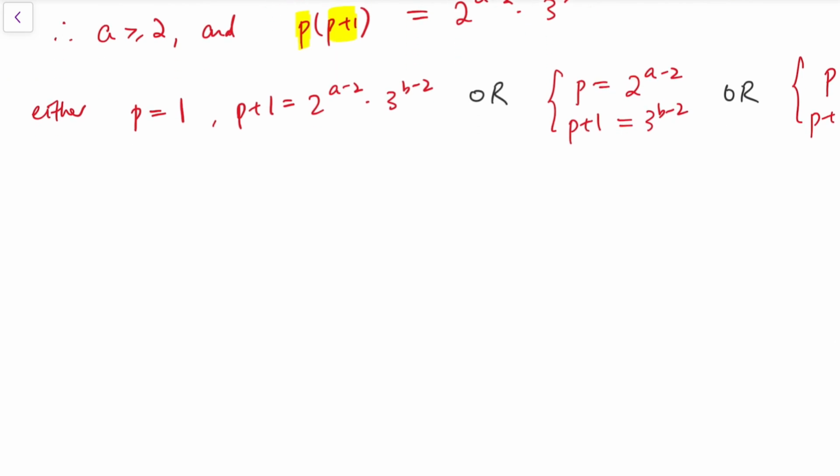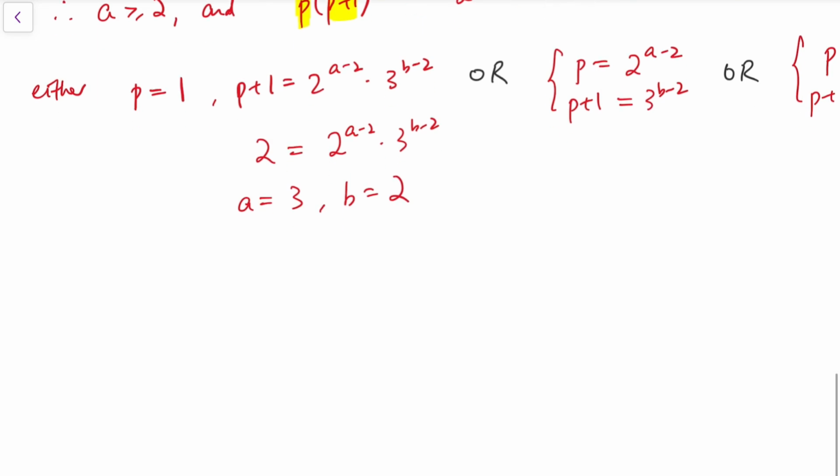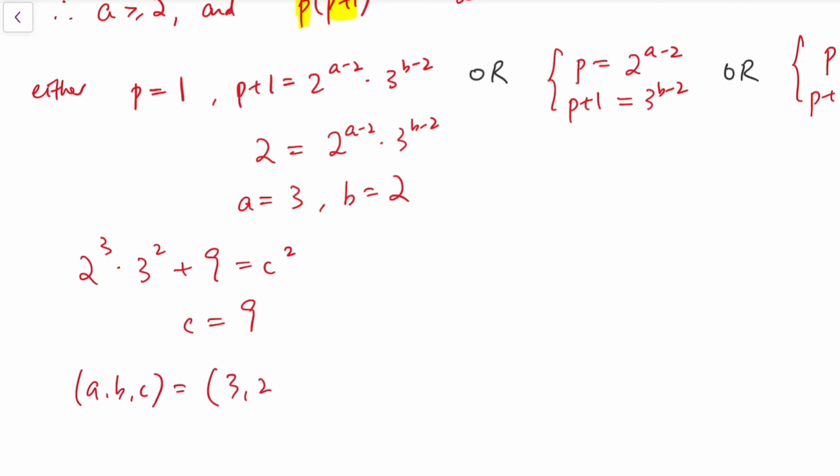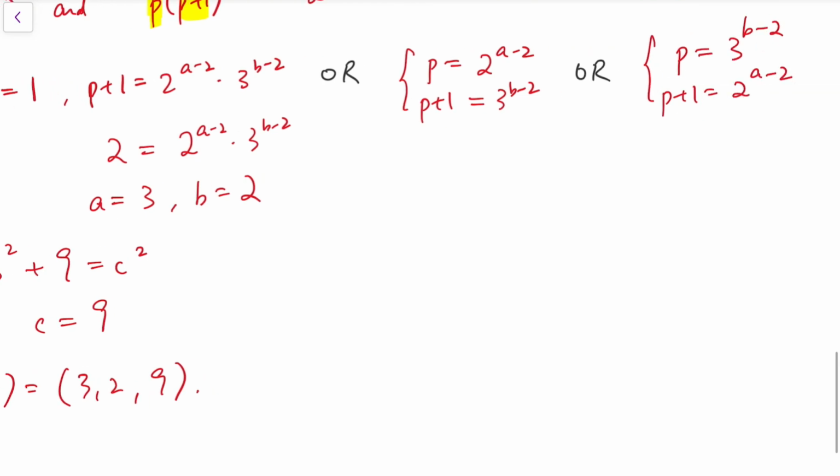The first case is easy, because we know that p is equal to 1, then p plus 1 equals 2. So that means a has to be 3, because a minus 2 equals 1, and b equals 2. Then from this, we know 2 to the power of 3 times 3 to the power of 2 plus 9 equals c squared. And the left, after calculating, is 81. So c equals 9. So this case gives 3, 2, and 9. A very simple case.